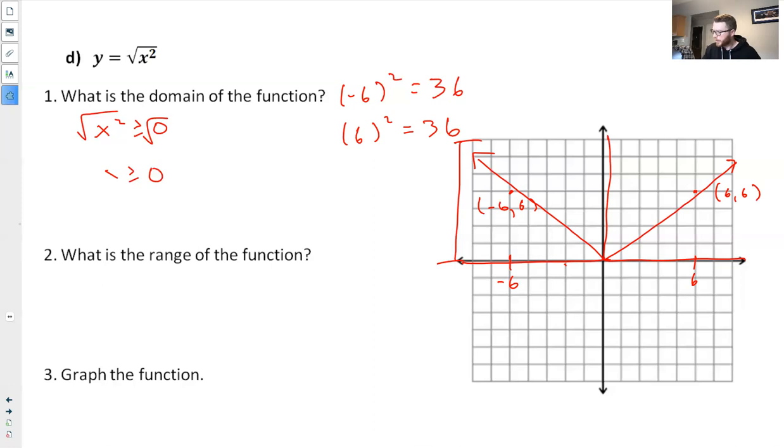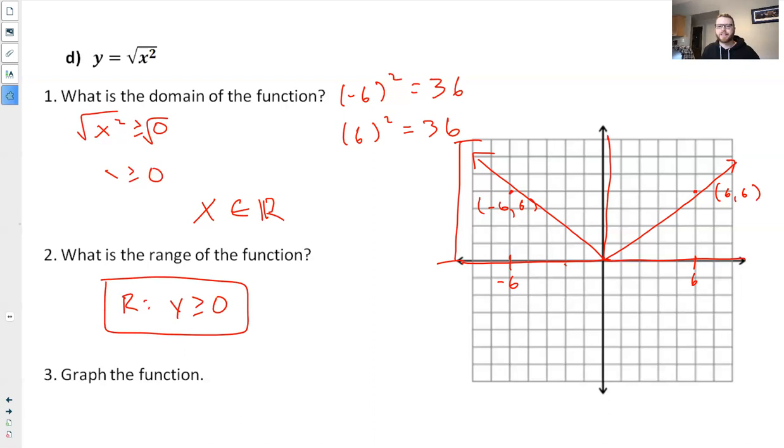Okay, so the domain in this case, x is going to be the set of the real numbers. Okay, it exists for all values of x. Okay, the range of this function, what are my y values that exist? Well, we can only have positive y values. So for the range, our y must be greater than or equal to 0, right? We do not see any of this graph existing below the x-axis. All right.